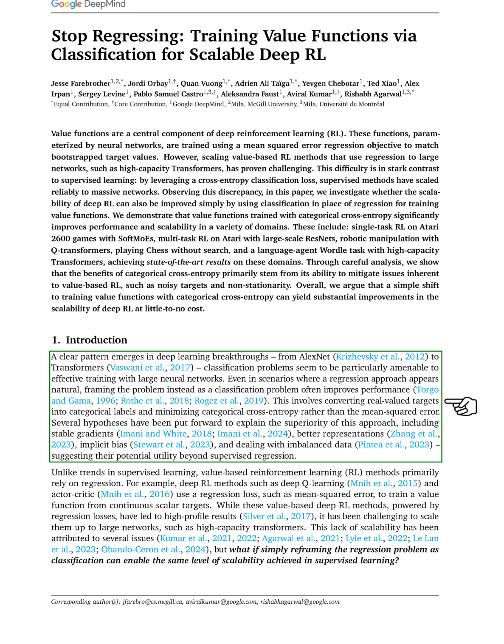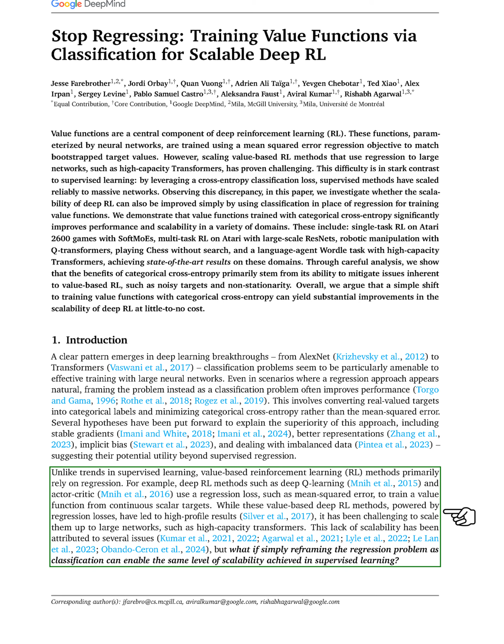mean-squared error. Various reasons have been proposed to explain why this approach tends to be more effective, including the stability of gradients, the ability to form better representations, an implicit bias towards more useful solutions, and a more effective way to handle imbalanced data. These reasons suggest that the benefits of this approach could extend beyond just supervised regression tasks.